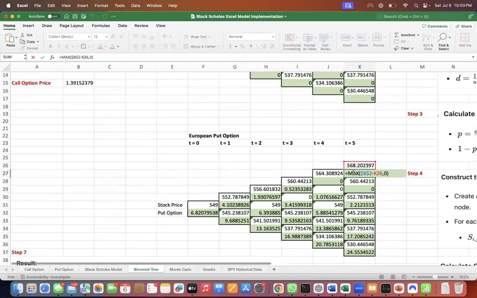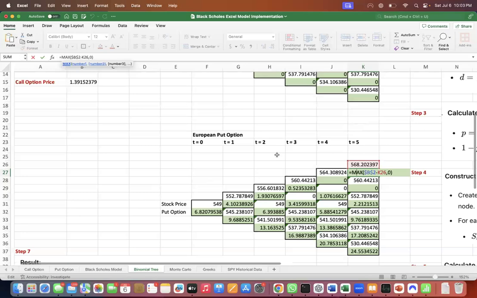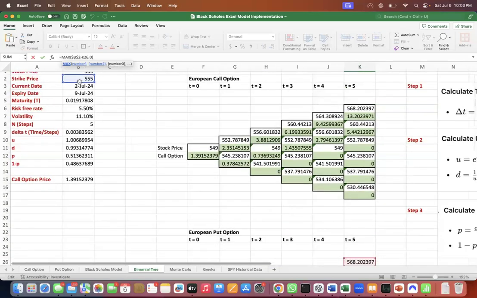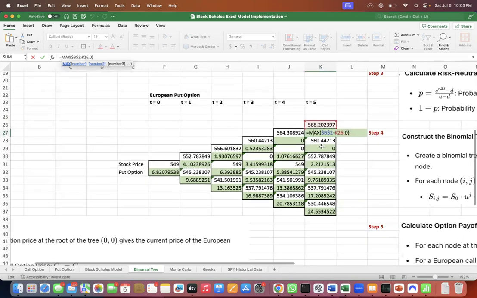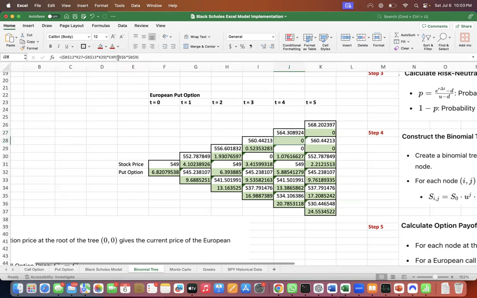Maximum of K minus ST. B2 is nothing but your K, and ST is nothing but your stock price at this node, comma 0. So you'll just use the same formula, maximum of K minus ST comma 0, to calculate the price at each node. Okay. And then you just need to discount it. Again, I'll just include minus here, so that it is the right way.